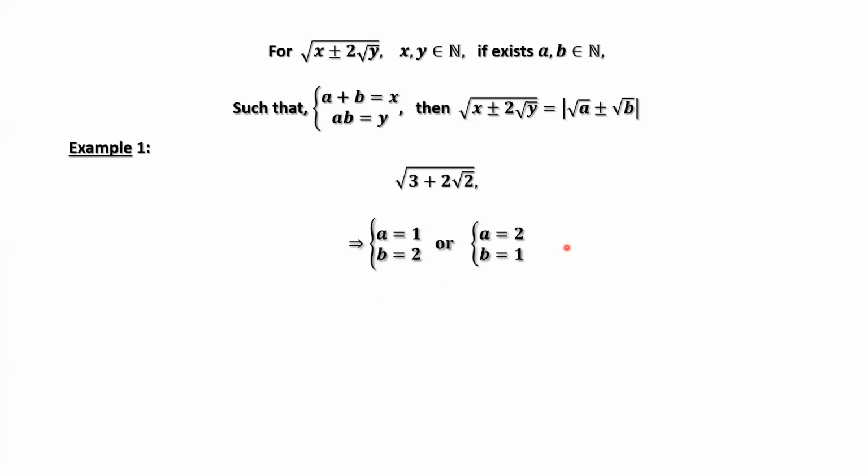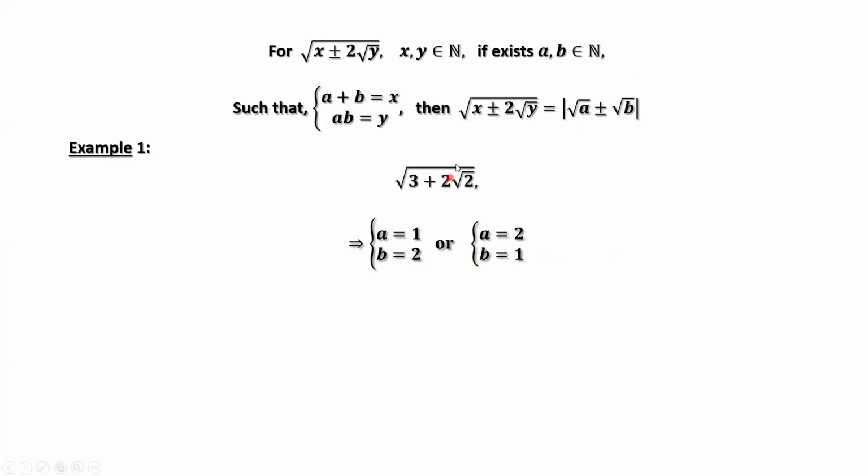It's easy to see that the answer is A equals 1, B equals 2, or A equals 2, B equals 1. Because in this result, A and B are symmetric, it doesn't matter. We only need to use one solution because it's always the same: square root of A plus minus square root of B. Whatever B first, A first, we always consider absolute value. The answer should be the same if we use the first solution or second set of solution. It doesn't matter.